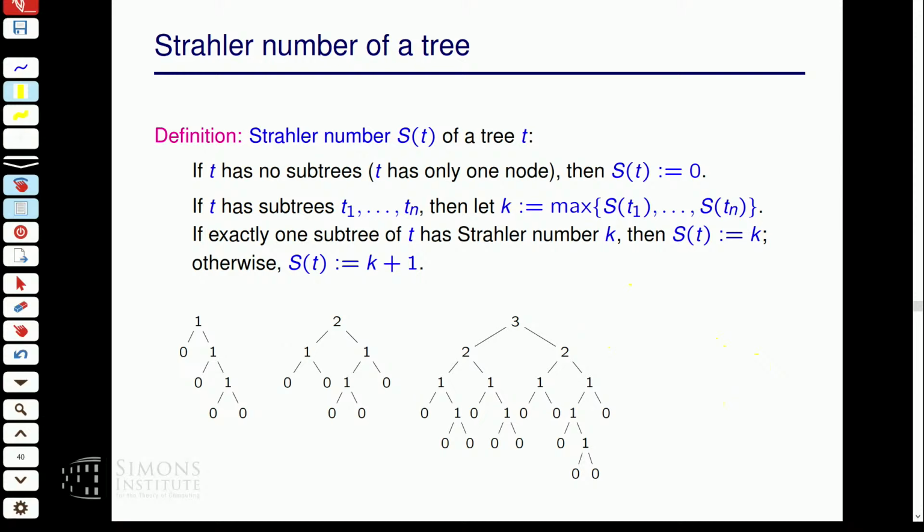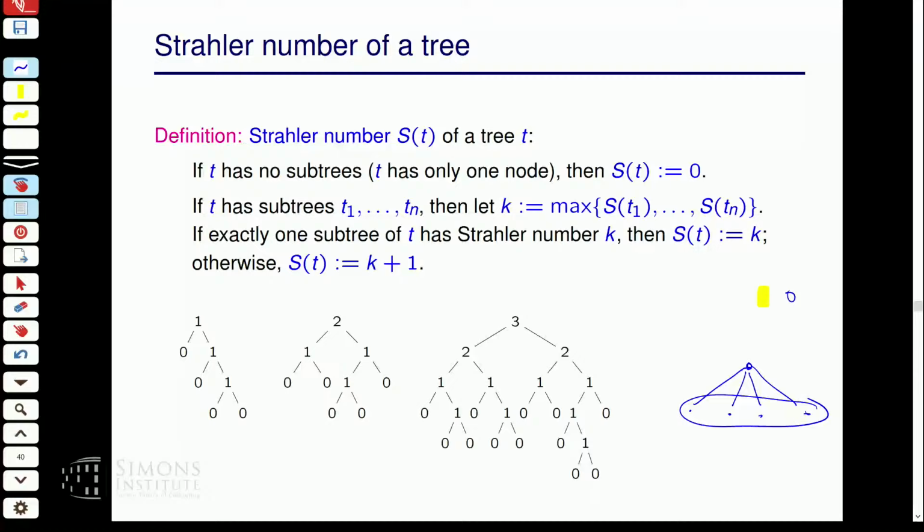Okay, so now, mathematically, this is the definition. We prefer to start counting at 0, but what is the Strahler number of a tree? Well, you define it inductively. The Strahler number of a tree with just one node is 0. Now how do you decide the Strahler number of a node in the tree? Well, you look at its children, and you take the maximum of their Strahler numbers. If you see the maximum among the children exactly once, then you keep the Strahler number. If you see the maximum at least twice, then you increase by 1. So that's the inductive definition.